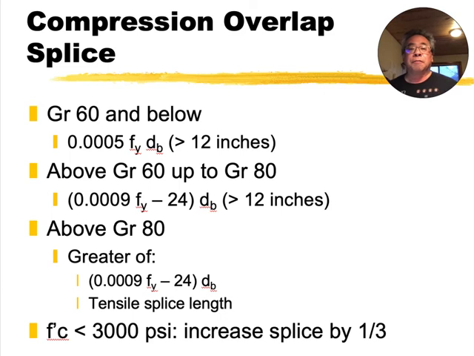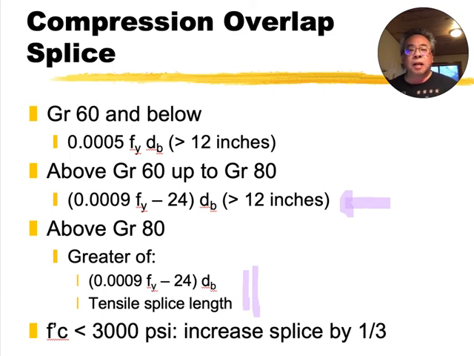If you have grade 70 or 80, here's the equation here. And if you have above grade 80, it's the greater of these two things. The equation for grade 80, or the tensile splice length. That's interesting. And in all three cases, if F prime C is less than 3,000, if you have very weak concrete for some reason, you have to increase the splice length by 1/3. And again, this is compression splices.